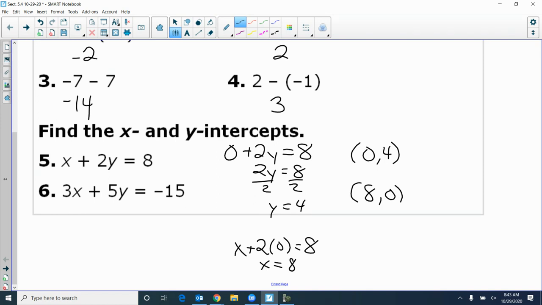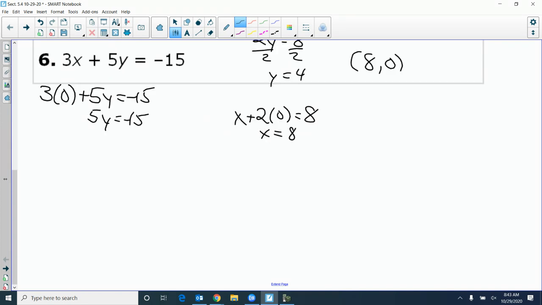Somebody tell me what do I want for number 6. Jaylee? If I have X equals 0, I want to find my Y-intercept. So you can put 3 times 0 plus 5y equals -15. All right, so I would have 0, then there's 5y equals -15. What does that give me? Divide by 5. Y equals -3. So I would have my point of my Y-intercept 0, -3.